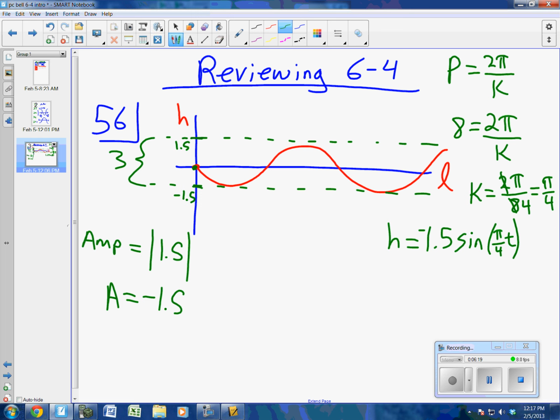That answers question A. Question B, determine the height of the buoy at 3 seconds. And question C, determine the height of the buoy at 12 seconds. I'm going to let you guys do those. This is due next time, so I'm going to let you guys finish it.